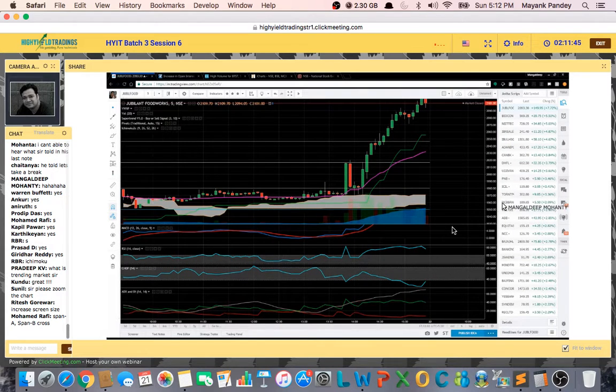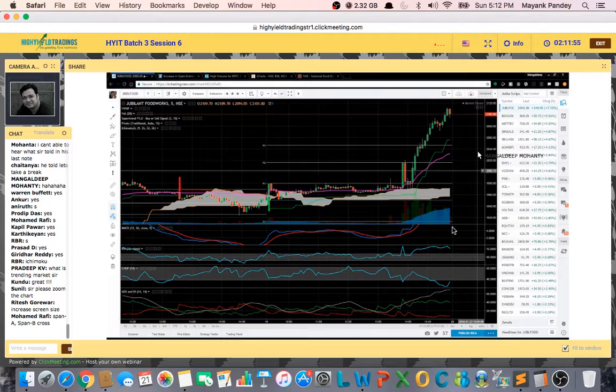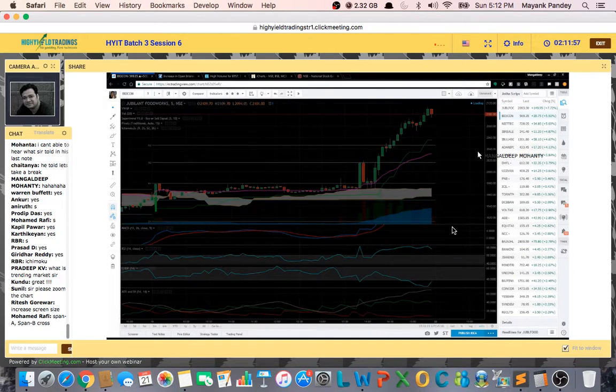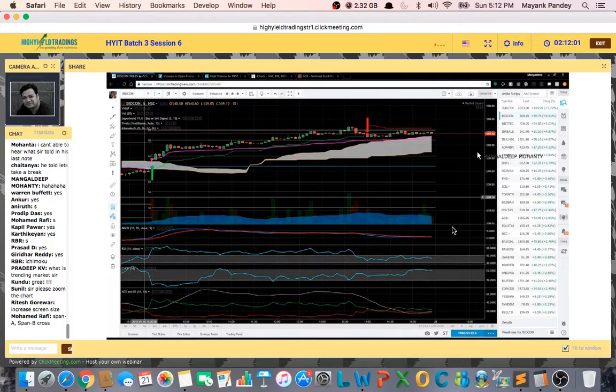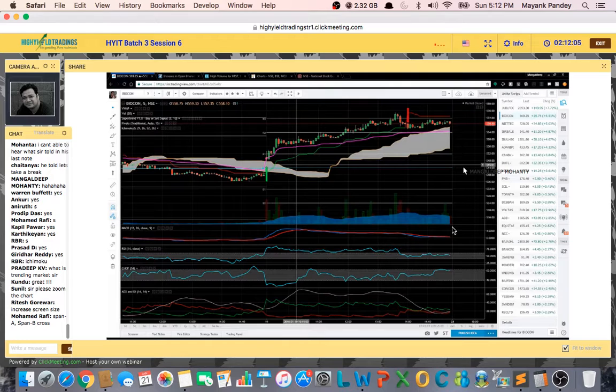With the Ichimoku cloud, in the cases where you see that the script price is anyways above the cloud, we don't have to think anything about it. In the case of Biocon, it is all anyways above the Ichimoku cloud. So the Ichimoku cloud is out of the picture. Let it be there, but you need to concentrate on the other technicals.